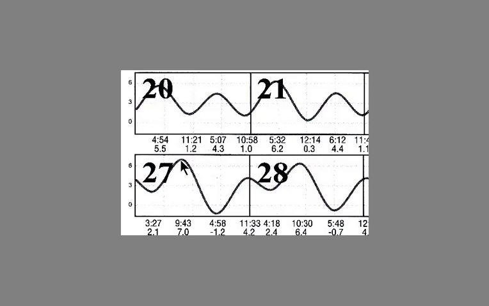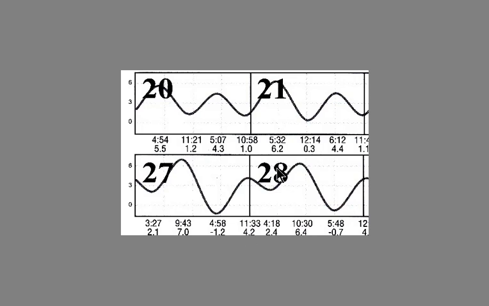And then this high tide occurred at 9:43 a.m. and it's 7 feet above zero. And then there's a low tide at 4:58 p.m. and it's minus 1.2 feet. This is what we call a minus tide or a negative tide, a tide that's actually lower than the average of the low tides. And then we have another high tide at 11:33 p.m., just before midnight, and it's 4.2 feet high.